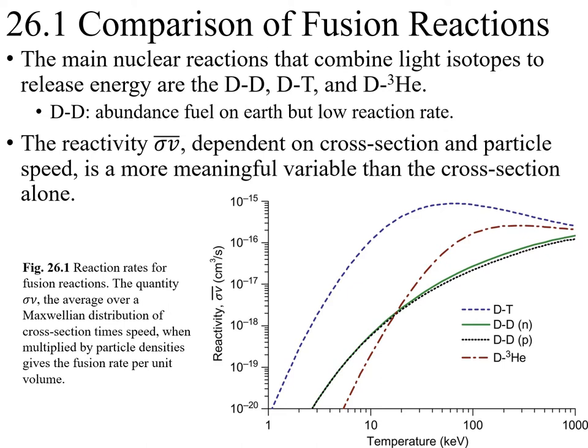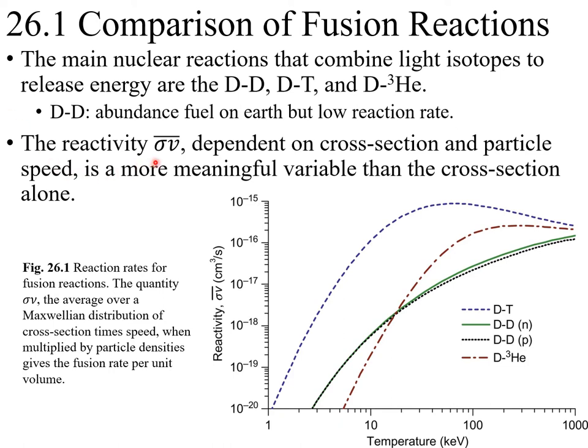The main nuclear reactions that combine light isotopes to release energy are the deuterium-tritium and deuterium-helium-3 reactions. There are advantages and disadvantages of each. The reaction involving only deuterium uses an abundant natural fuel available from water by isotope separation. It means that for the deuterium-deuterium reaction, there is abundant fuel on Earth. However, the energy yield from the two equally likely reactions is low compared to the other two reactions. In addition, the reaction rate as a function of particle energy is lower for the DD case than for the DT case.